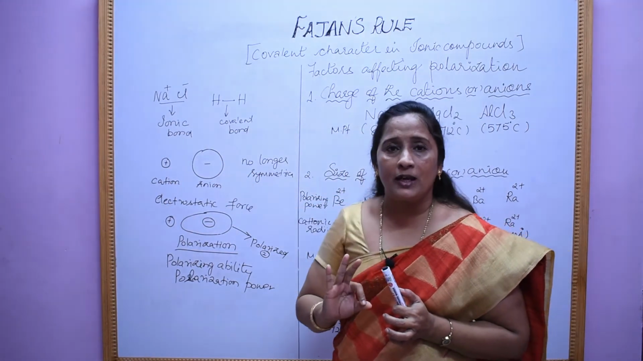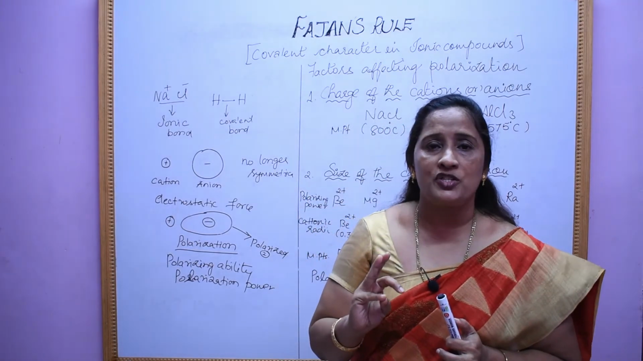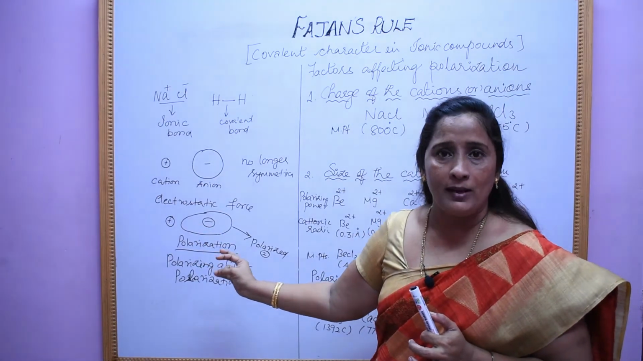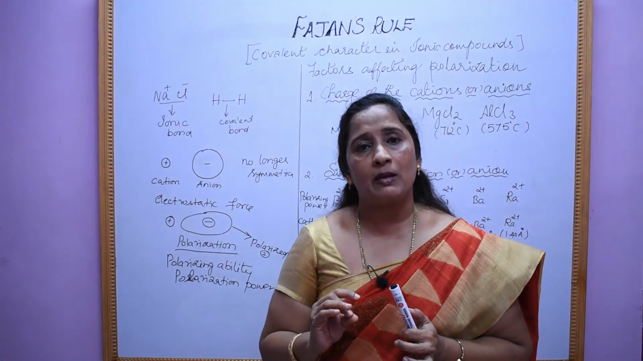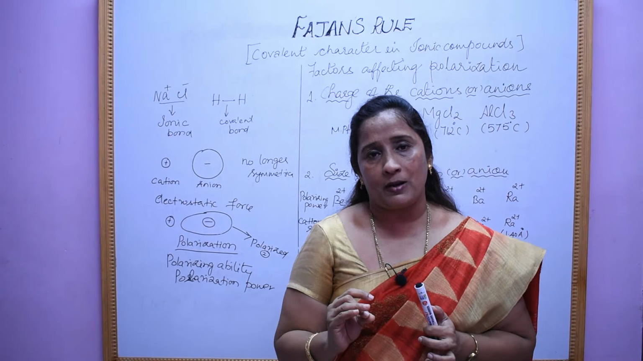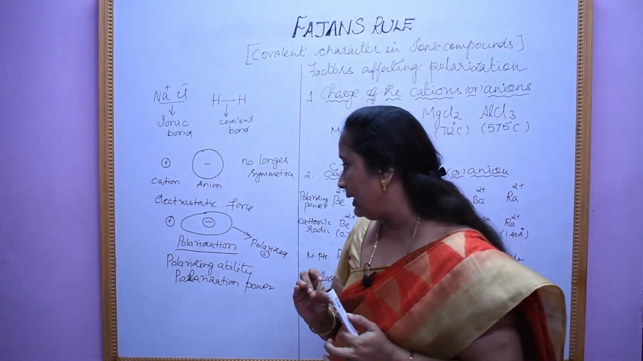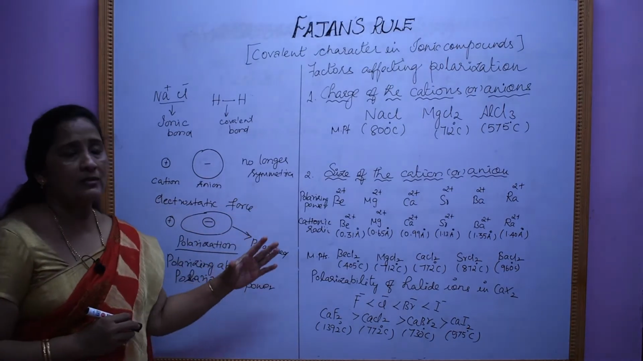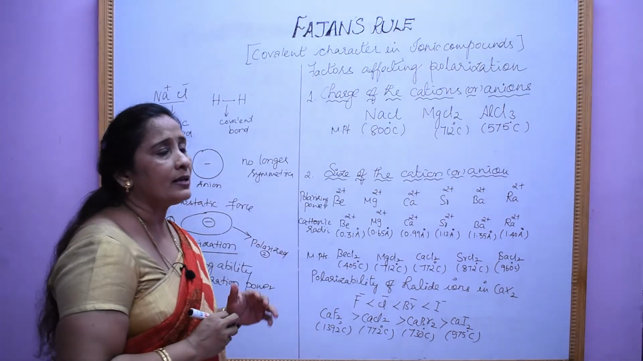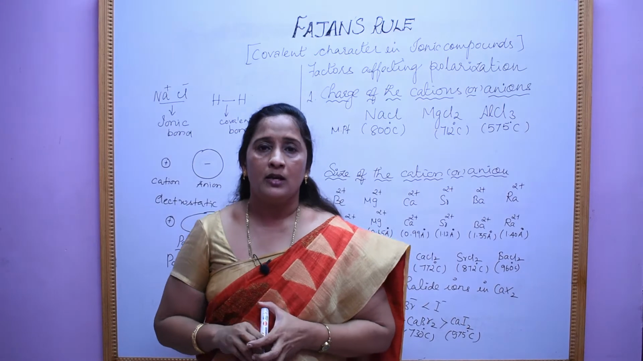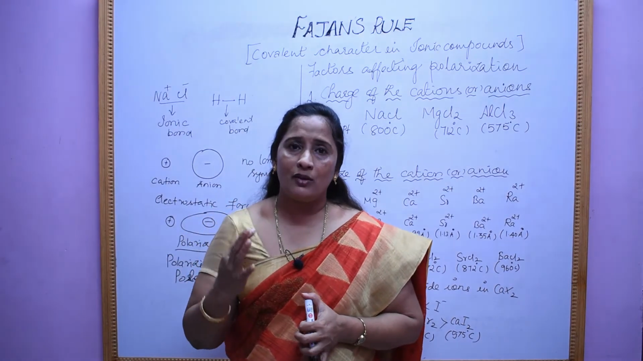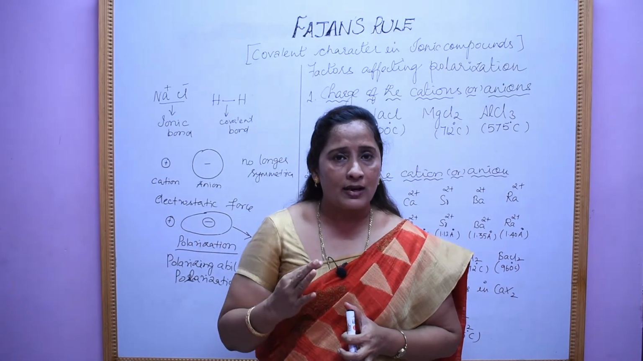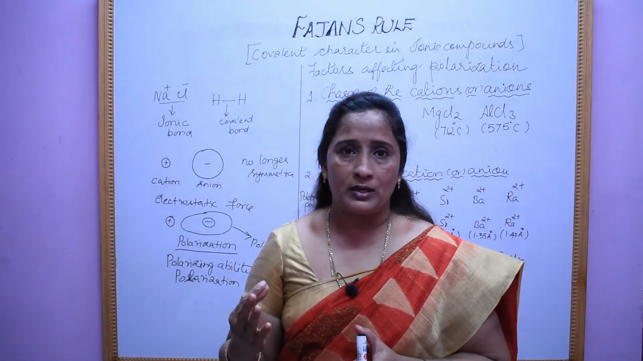So we have learned three terms. We know what polarization is, we know what polarizability is, where the anion is said to be polarized, and we know what is meant by polarization power, polarizing power, or polarization ability, right? Now, with this understanding, we are moving on to the factors influencing polarization. There are actually three factors which are going to influence polarization.